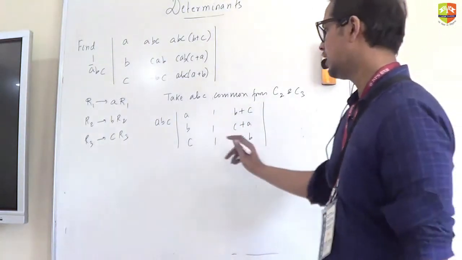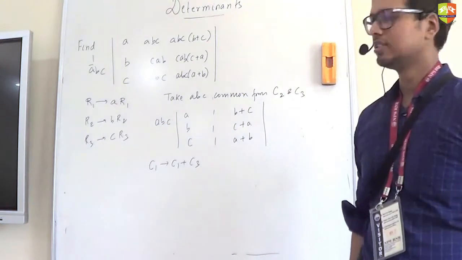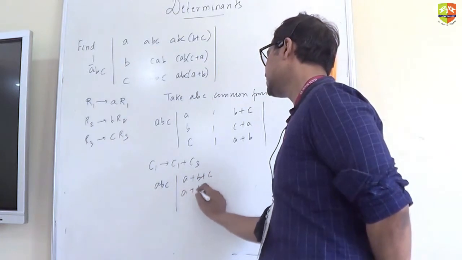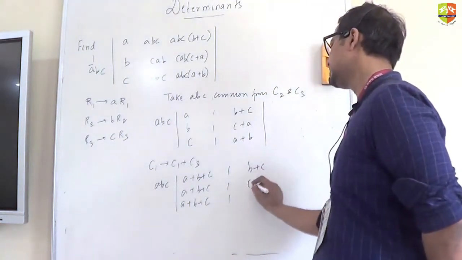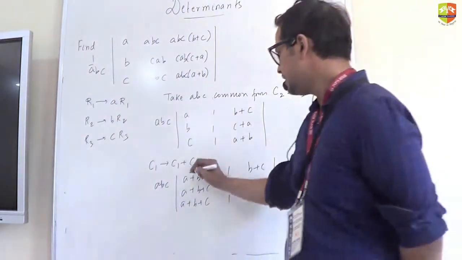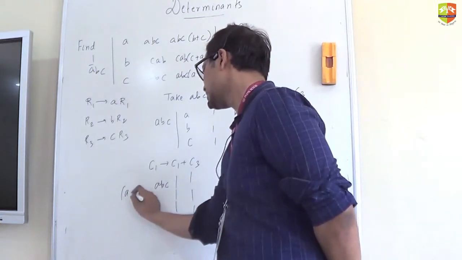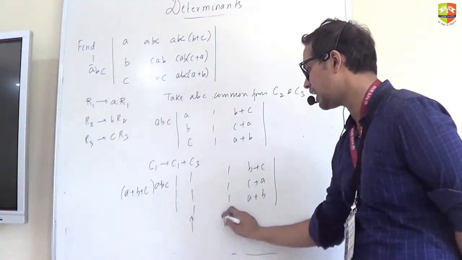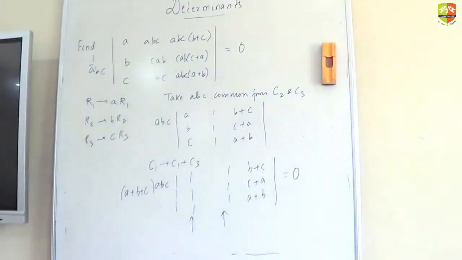Now, next operation is C1 as C1 plus C3. If you do that, you get A plus B plus C in the whole column, then 1, 1, 1, B plus C, C plus A, A plus B. Now take A plus B plus C common, leaving 1, 1, 1. The moment I get this, I realize that the two columns here are identical. So your answer for this is 0.